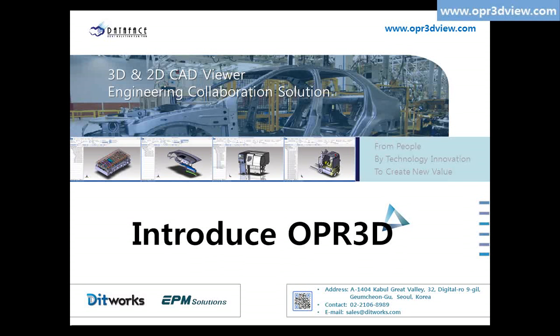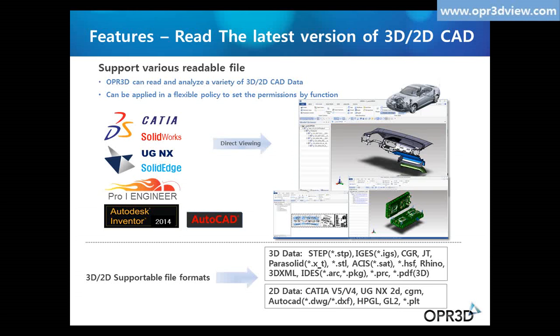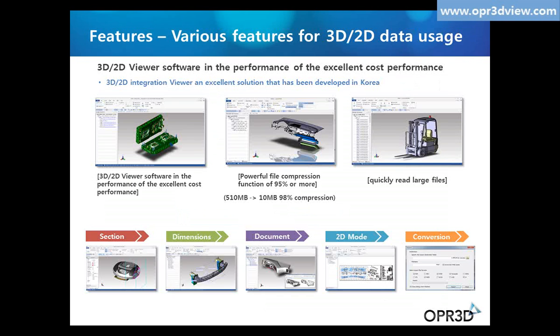Hello everybody. Today, I'm going to introduce a 3D viewer program called OPR3D. OPR3D has very powerful functions like model comparing, powerful section work, dimensioning and documenting, and also reading a variety of 3D CAD and analyzing its shape. It can maximize the efficiency of the work of all subsequent processes in this program. Now, sharing data between departments, as well as the production of tasks, can be handled completely by OPR3D.